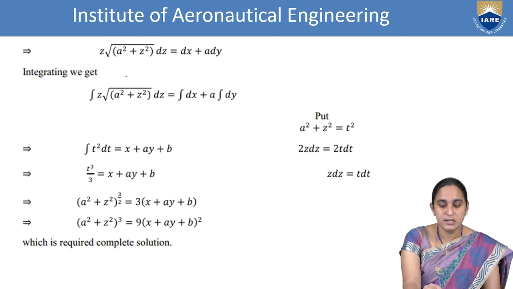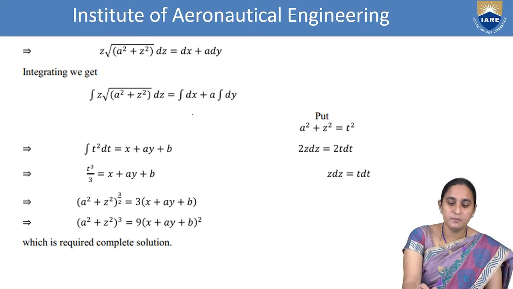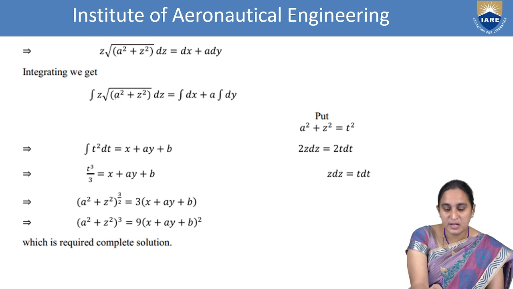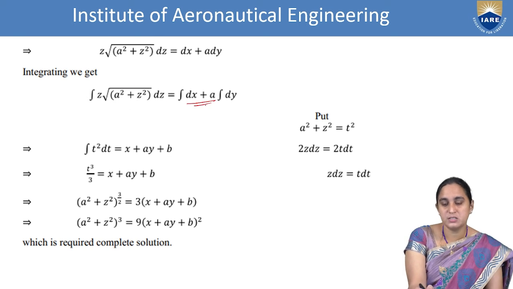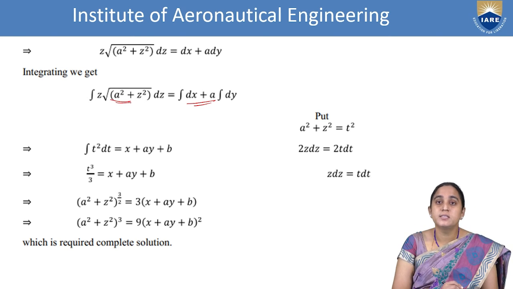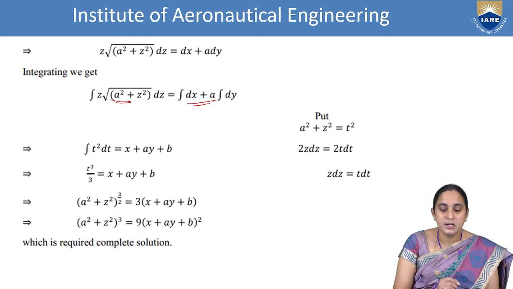Next, integrating on both sides. That is, integration of z into root a square plus z square into dz is equal to integral of dx plus a into integral of dy. Once you observe, on the LHS and RHS, the RHS integration is easy. But what about the LHS integration, which is in the form of z into root a square plus z square into dz? Directly, is there any possibility to write a formula? There is no formula for this integration directly.